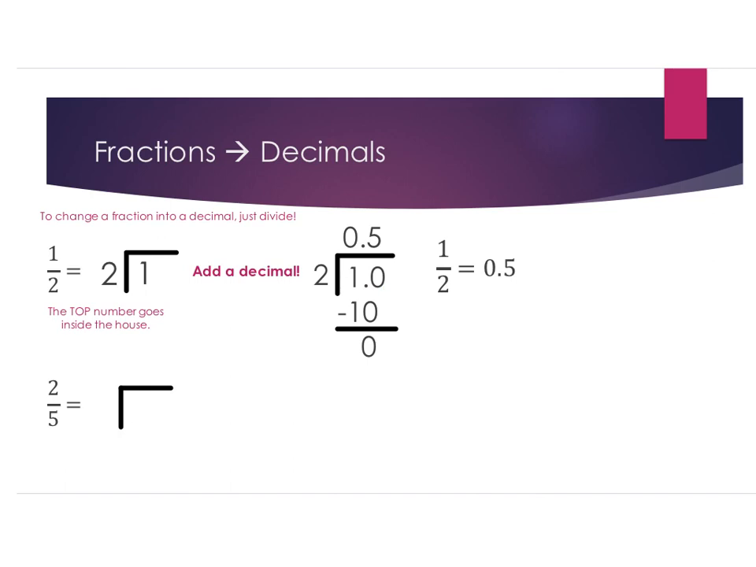So I'm just going to divide. I'm going to say, can 2 go into 1? Nope, it can't go into 1. So I'm going to put a 0 there. But can 2 go into 10? Yes, it can. It can go in 5 times. 5 times 2 is 10. 10 minus 10 is 0. My decimal goes straight up. And my answer is 0.5 or 5/10. So 1/2 as a decimal is 0.5.